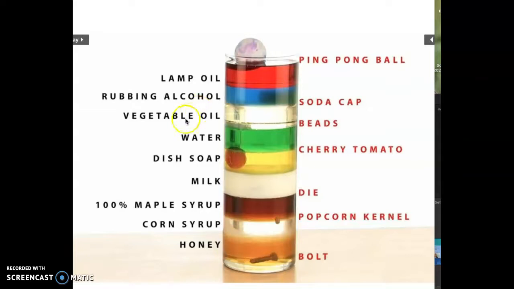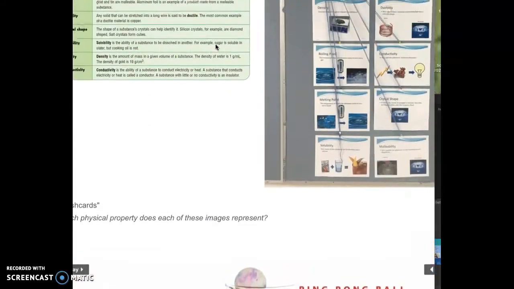So pick things that don't mix very easily, like vegetable oil. This is water with food coloring. Just a ping pong ball, a piece of metal. This is a die, like a dice, but you can't see it very well because it's in the milk. Maple syrup, corn syrup. So the most dense things are going to sink to the bottom, and the less dense materials are going to float. So that's a property.